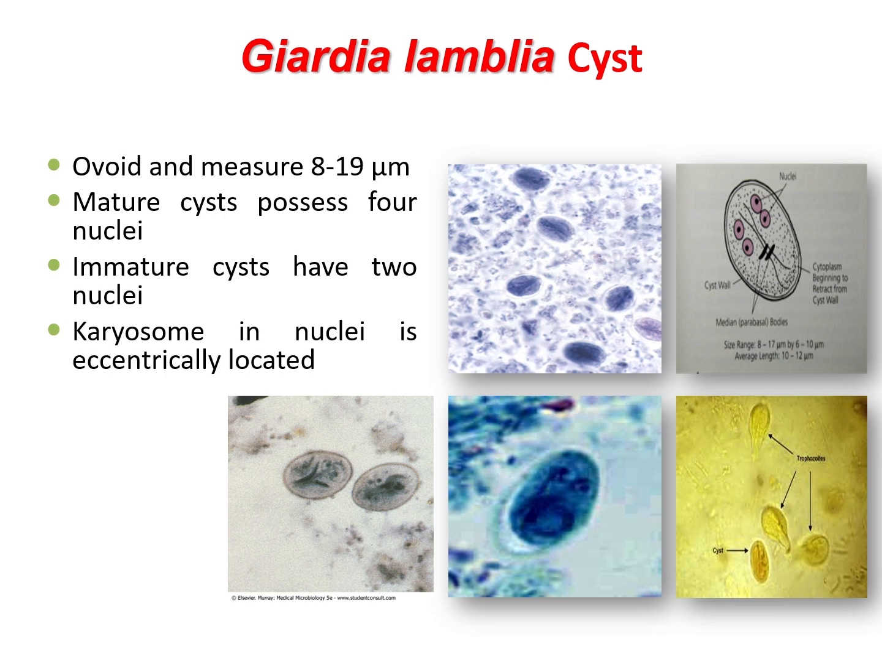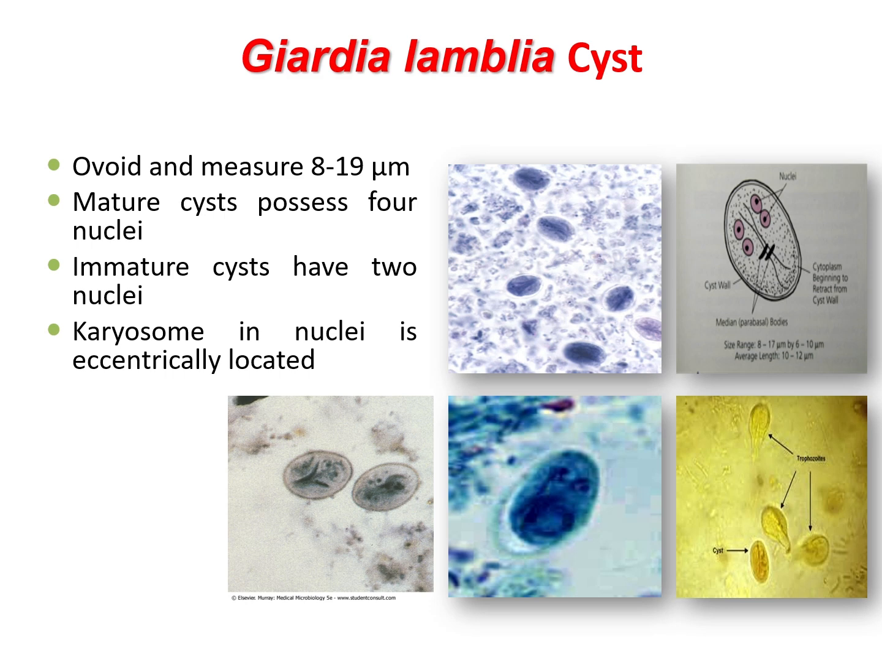As for Giardia lamblia cysts, which are the form of transmission of the parasite and which we ingest in contaminated food or water, these cysts are usually ovoid. It is of note, and very important to know, that the mature cysts possess 4 nuclei, whereas the immature ones have 2 nuclei.